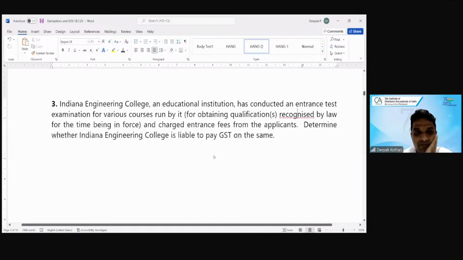Indiana Engineering College, an educational institution, has conducted an entrance test examination for various courses run by it for obtaining qualifications recognized by law for the time being in force and charged entrance fee from the applicants. Determine whether the Indiana Engineering College is liable to pay GST on the same. Good. So is it liable to pay GST on the entrance test examination?